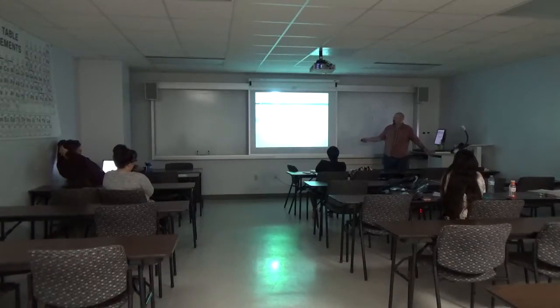What's the bond angle between these two fluorines? Tell me. 109. If there's no double bond, the bond angle is 109.